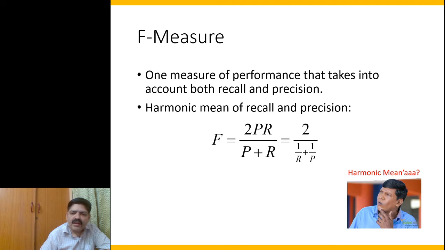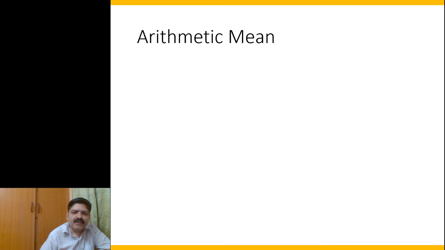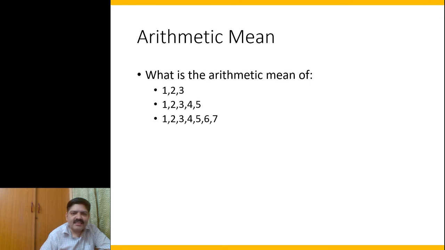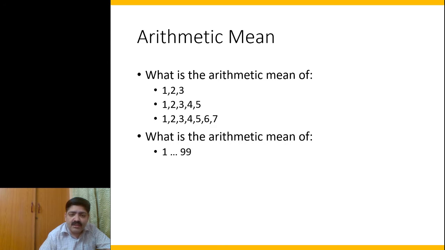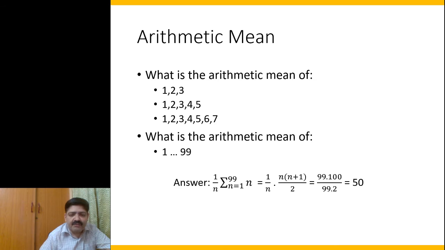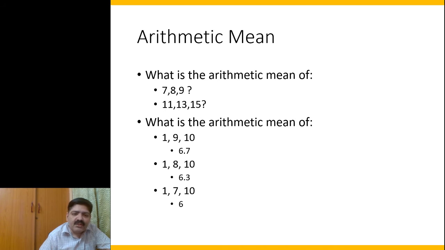But why do we need a harmonic mean here? Why not just do an arithmetic mean or geometric mean? Let's take a look. A quick review of the central tendencies. The arithmetic mean of 1, 2, 3 is obviously 2, 1, 2, 3, 4, 5 is 3, 1, 2, 3, 4, 5, 6, 7 is 4. What is the arithmetic mean of 1 to 99? It would be 50. We know this.